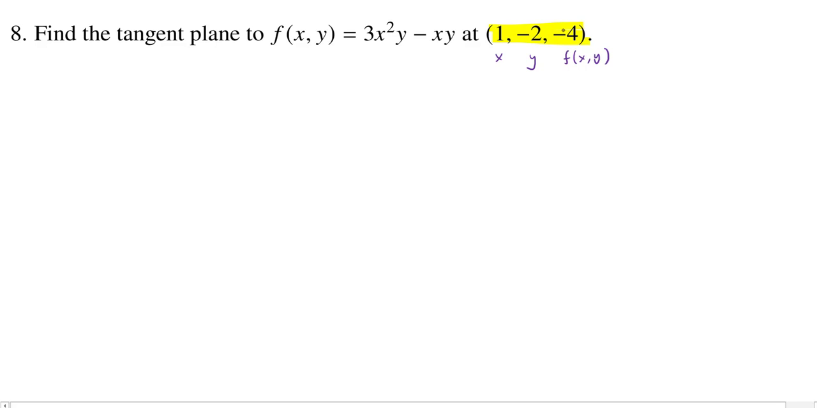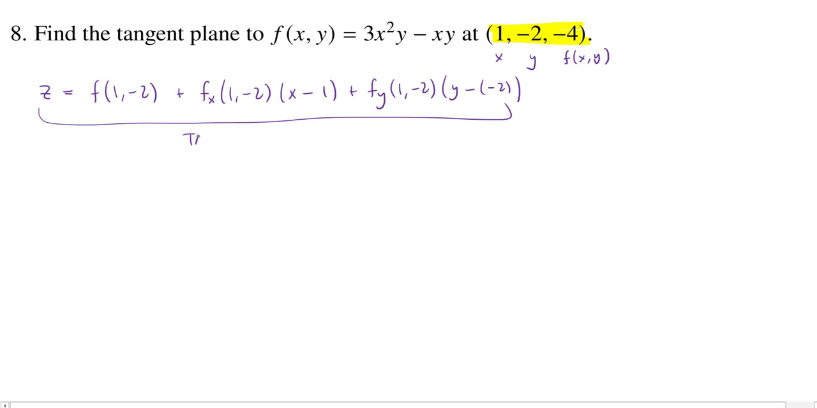All right, well, how are we going to find this tangent plane? Well, we know that the tangent plane has what we call the point-slope-slope form. So you can write down z equals f at the point 1, -2, which we actually know will be -4, plus, now we need the slopes. So we're going to have the partial derivative in the x direction at 1, -2, times x minus 1, where the 1 is coming from here. And then your other slope, the partial in the y direction at 1, -2, times y minus -2. So this is the equation for the tangent plane.